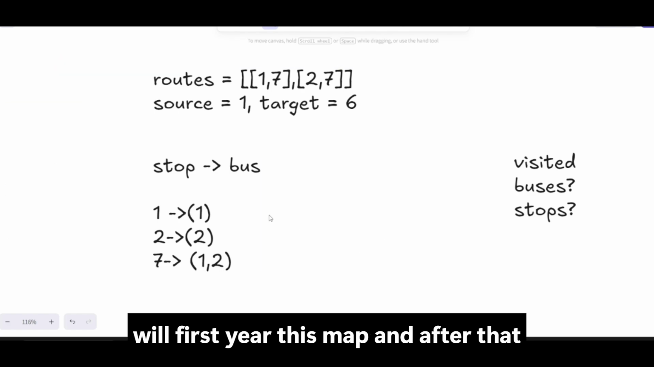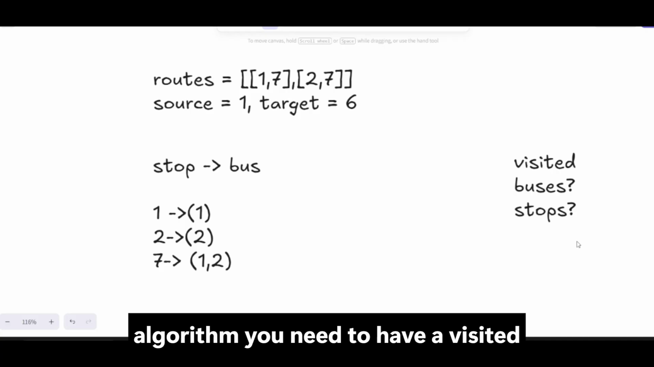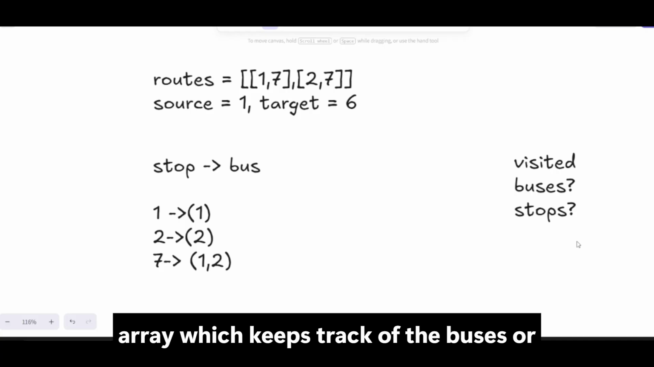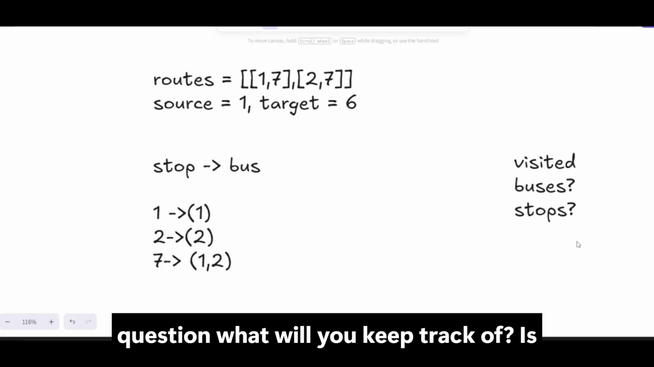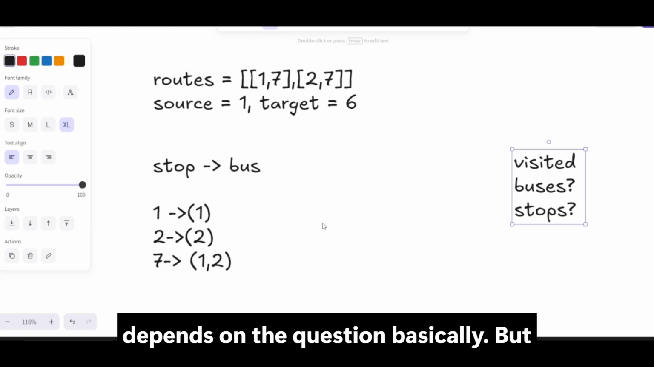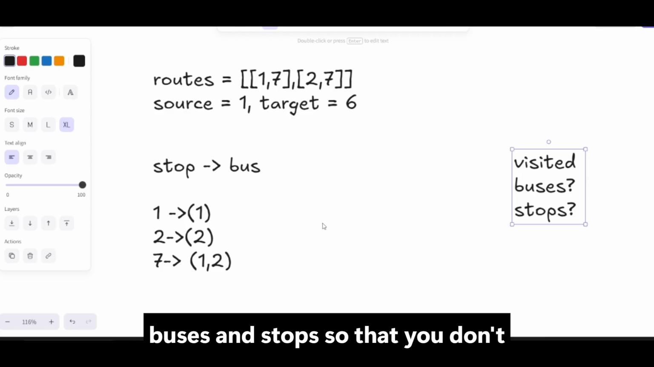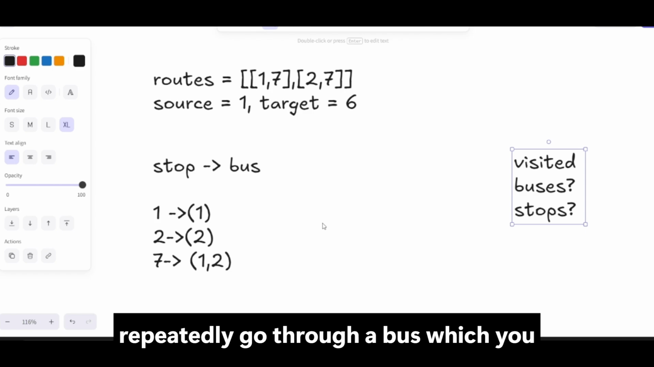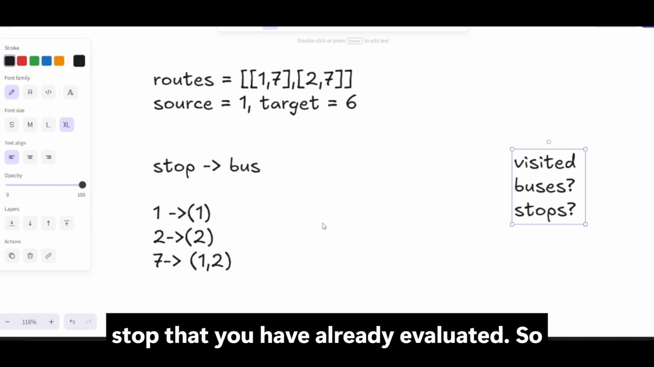So I will first create this map, and after that I will also need, as in every graph algorithm, a visited array which keeps track of what you have already visited. So in this question, what will you keep track of? Is it the buses or the stops? It depends on the question basically, but here you will need to keep track of both buses and stops so that you don't repeatedly go through a bus which you have already evaluated or go through a stop that you have already evaluated.